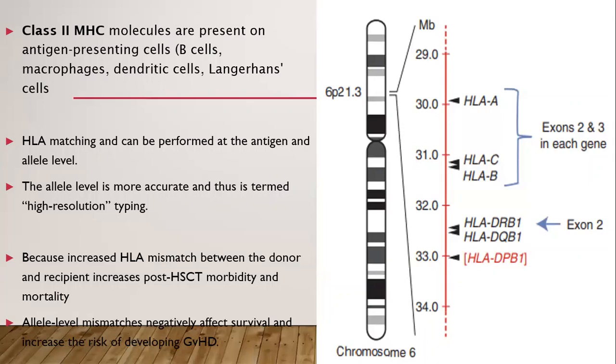HLA matching can be performed at the antigen and the allele level. The allele level is more accurate, as it attempts high resolution typing. An increase in HLA mismatch between the donor and recipient increases post-HSCT morbidity and mortality. Allele level mismatch negatively affects survival and mostly increases the risk of GVHD.